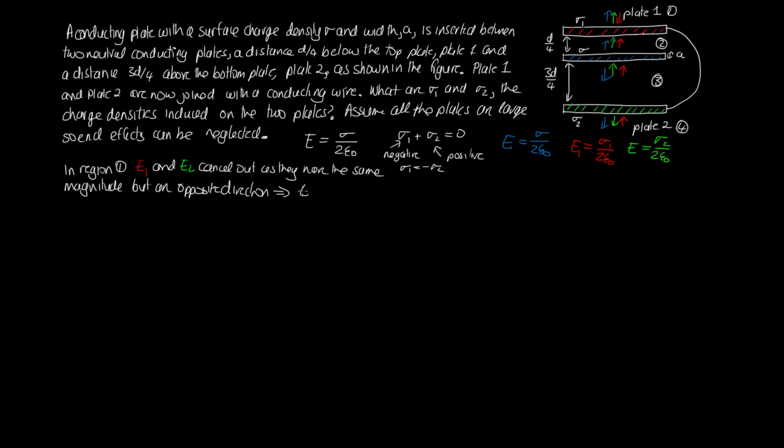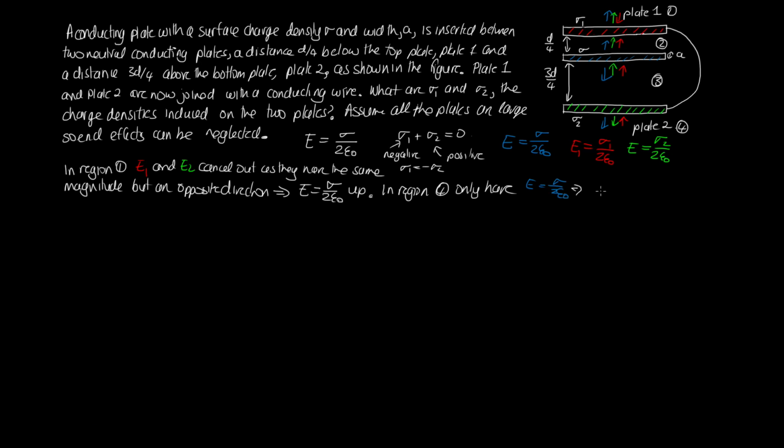So the electric field is equal to sigma over 2 epsilon naught, and that is up. Now, the same argument holds in region 4. You can see the green and the red are in opposite directions and they've got the same magnitude. So in region 4, we only have E equals sigma over 2 epsilon naught.